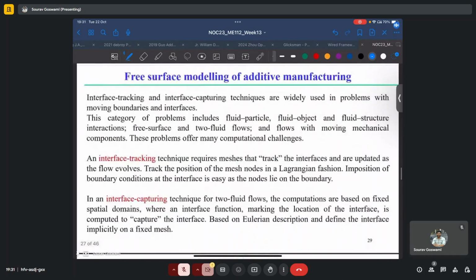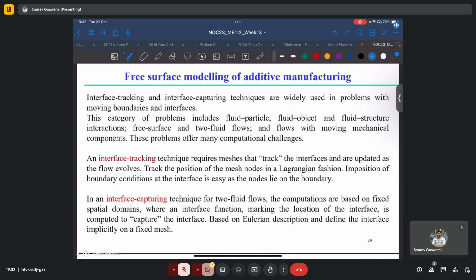Now, another important aspect of the modeling of AM processes is the modeling of the free surfaces. So, interface tracking and interface capturing techniques are widely used in problems with moving boundaries and interfaces. This category of problems includes fluid particle, fluid object, fluid structure interactions, free surface and two fluid flows, and flows with moving mechanical components. Such problems offer multiple computational challenges.